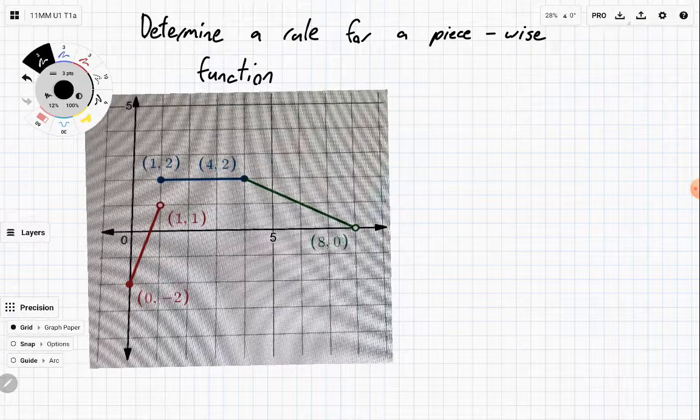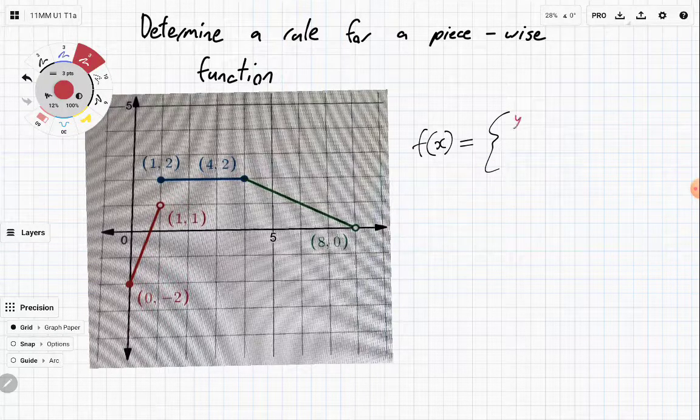So I always suggest, whenever dealing with a piecewise function, whenever you're trying to determine the rule, start with the domains, because that's the easier part. So my function, f of x, is equal to three separate functions: a red function, y1, a blue function, y2, and a black function, y3. I don't know what these functions are yet, but I do know their domains. It's actually quite easy to read off.